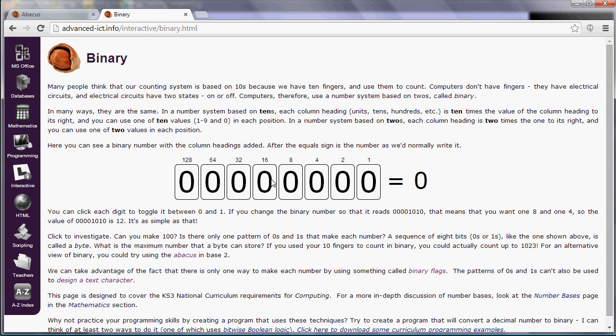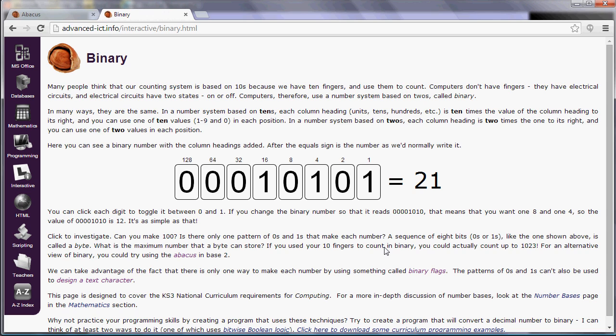So if we're representing 21, we need a 16, we need a 4, and we need a 1. So the binary representation of 21 is 10101. So just as with ordinary numbers, where something like 07 would be the same as 7, we don't need the zeros at the start because they're just saying there's no 128s, no 64s, and no 32s.